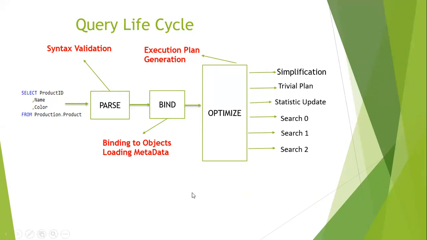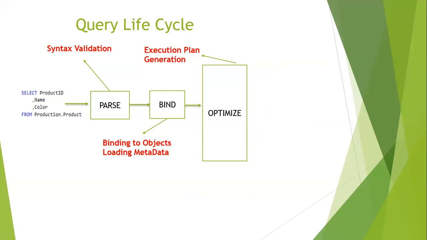Right. So it will go to the optimization. The optimizer will check whether the plan is simple or a complex plan. If it is a simple plan, it terminates and considers it a trivial plan. It generates a trivial execution plan and terminates the further optimization checks. If it is not trivial, if it is a complex query, then it will go for further checks.